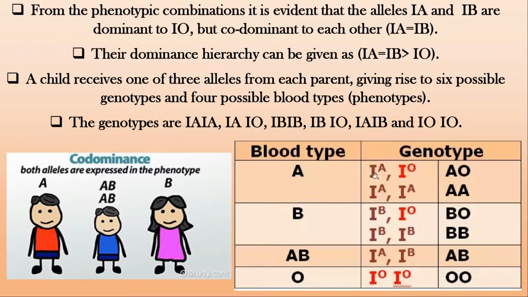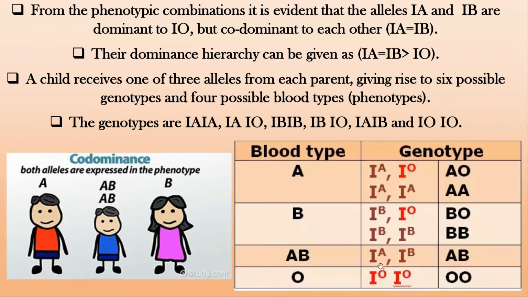So here, one of these alleles we will get from the father and one from the mother. So the father may give A and the mother may give O, that also leads to blood group A. Or father and mother both may contribute the IA allele, and so also A blood group. In the B blood group, the father may give the B allele, and the mother may give the O null allele, and so the blood group is B. In the same way, if both are contributing the B allele, the child's blood group will also be B.